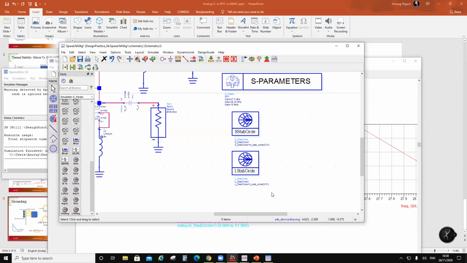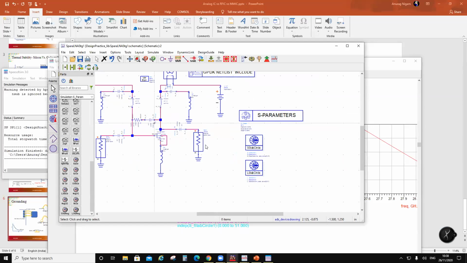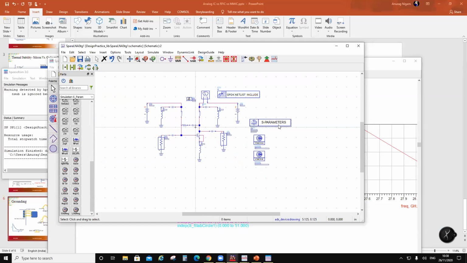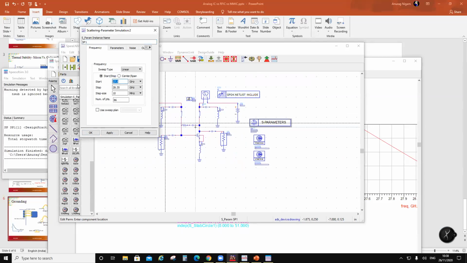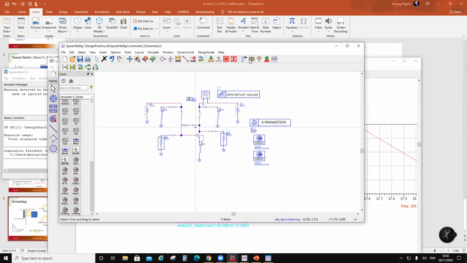Okay, so let's look at out-of-band stability. It's not always in-band stability, it's out-of-band stability. So I'm going to go from, let's say, 1 megahertz to, let's say, the third harmonic of the highest frequency, say 80 gigahertz, with a step of, let's say, 1 gigahertz. And I'm looking at out-of-band stability.